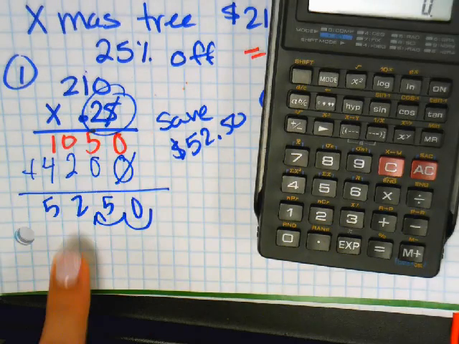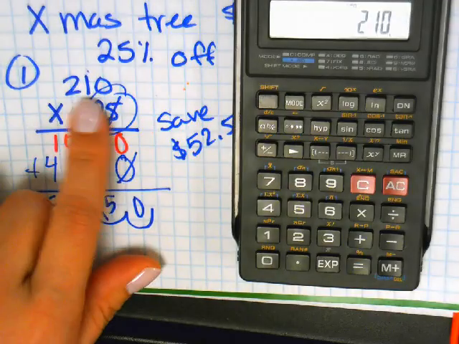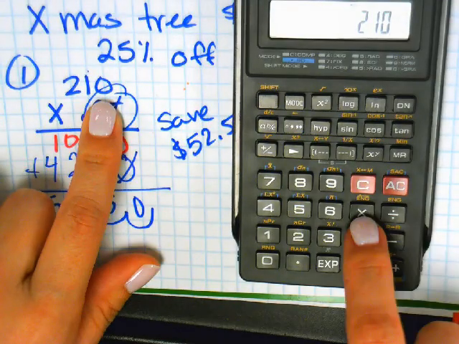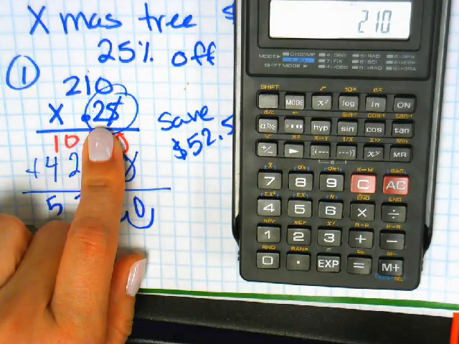Do you get 52.50? So everybody type in 210 times, so figure out where the times is. Then type in 0.25.